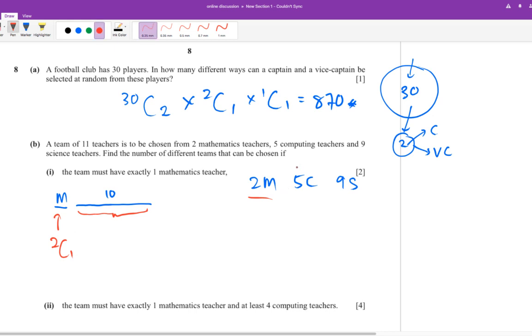So what I will do is, they want exactly 1, yes. So here I have 14 computer science teachers, right? From the 14 teachers here, I will select 10 for the rest of the teachers. Then I multiply them. Alright, so 14C10 multiply 2C1, you should get 2002.